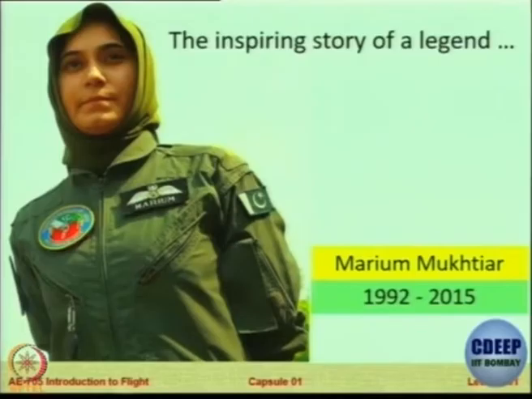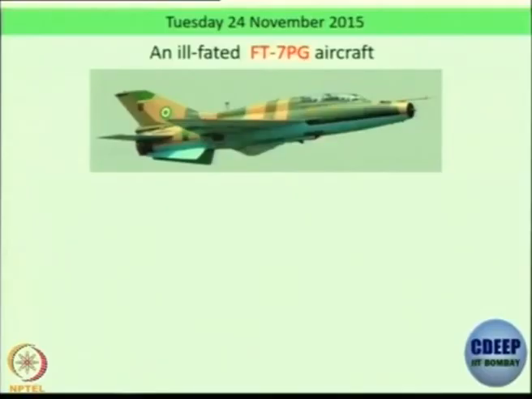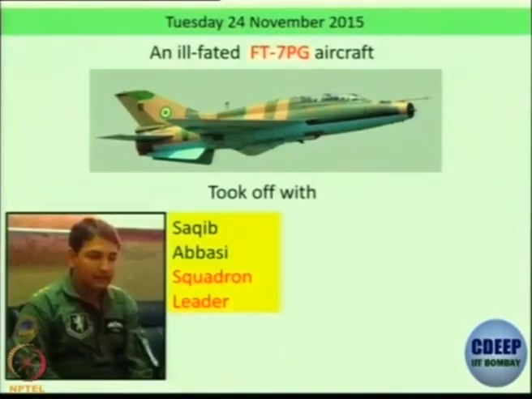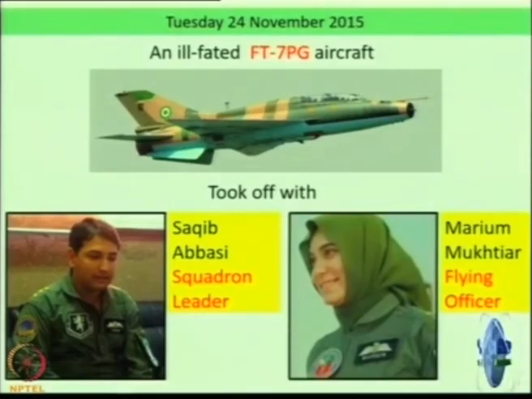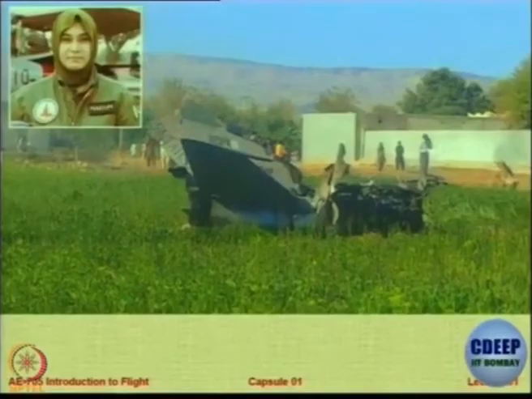I would like to spend a few minutes on something. While collecting data for this particular course, I came across a very nice documentary of the first female fighter pilot in Asia, Lieutenant Maryam Mukhtiar, who was from Pakistan. This is an FT-7PG, a Chinese aircraft. You can see there are two ventral fins mounted, and what about the intake? It is a nose mounted intake. So this is an authorized licensed version of a Chinese aircraft, which was a copy of a Russian aircraft. It took off with one squadron leader as the teacher and Maryam Mukhtiar as the flying officer, and there was a crash, and there is a very beautiful documentary documenting her life and also this whole incident.